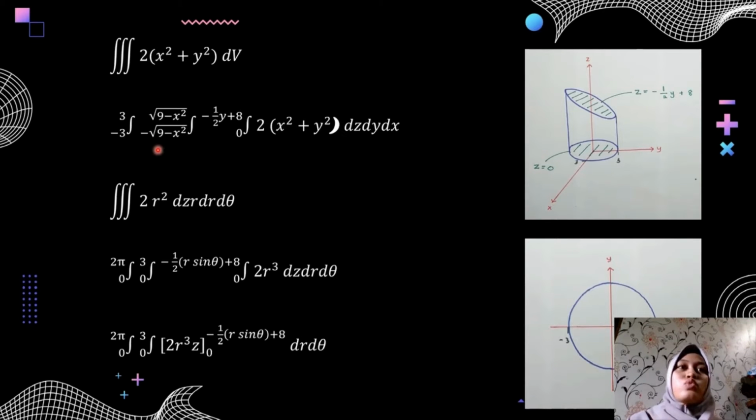At the y limit, there is a square root of 9 minus x squared, which will make the calculation complicated. So, we convert from polar coordinates into cylindrical coordinates, which is the triple integral of 2r squared dz r dr d theta, and the limits are set from the graph, and the calculation was continued.